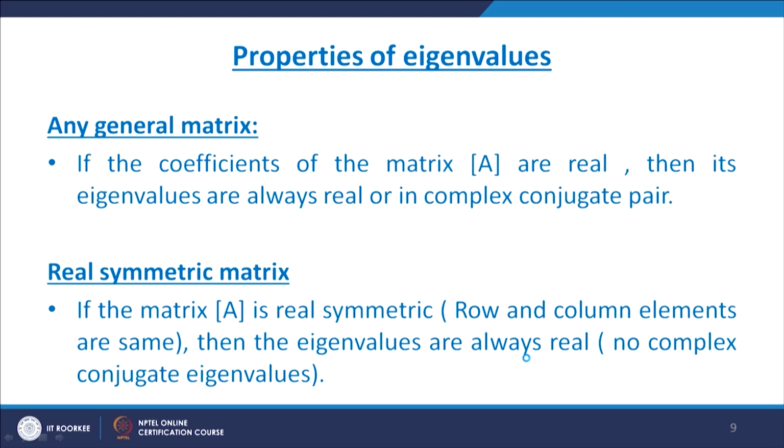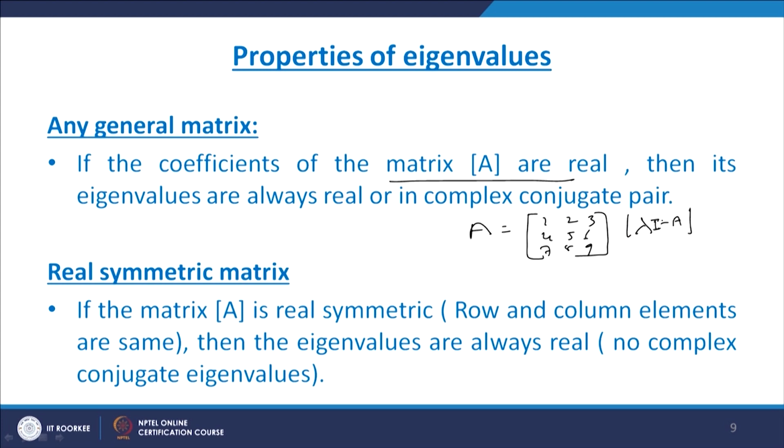Now we have to see some properties of eigenvalues. First, for any general matrix, if the coefficients of the matrix A are real, then its eigenvalues are always real or complex conjugate pairs. That means if A is a matrix with some elements 1, 2, 3, 4, 5, 6, 7, 8, 9, and you calculate the eigenvalues of A like this, lambda I minus A, the eigenvalue can lie on the real axis or it may be a complex conjugate. So any possibility is available when a given matrix is real and in general form.